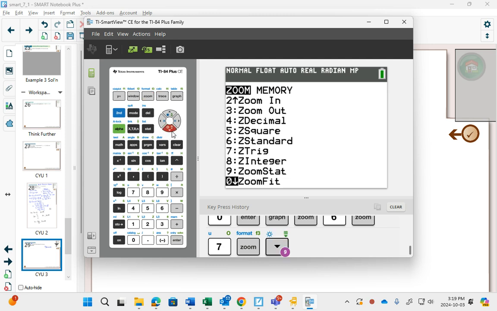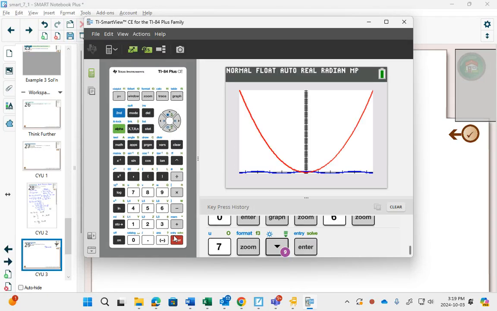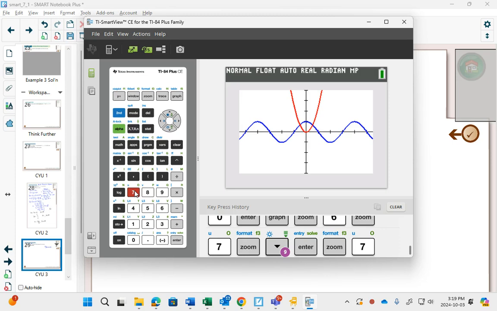Then there is zoom fit. Zoom fit says, try to fit what you graphed on your graph nicely. In this case, I think it tries to fit too much of the parabola, and the cosine graph is kind of squished at the bottom. So I kind of like the zoom trig on this one.